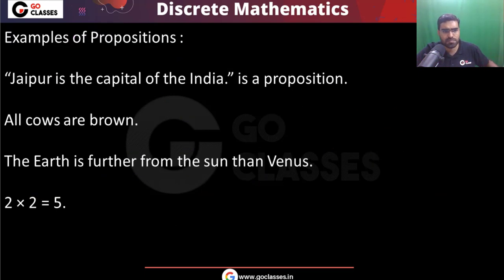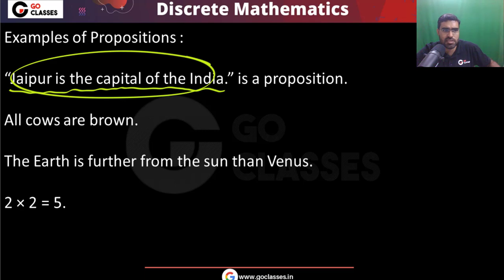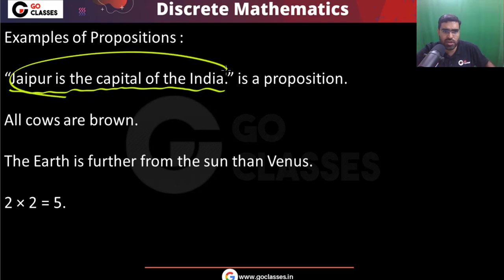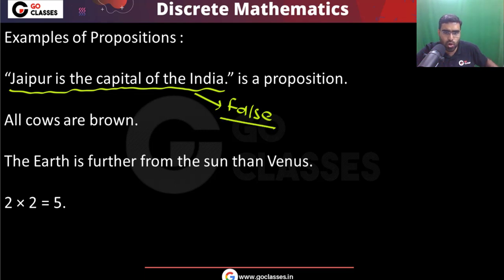Let's see examples. Consider this example. Read this sentence: Jaipur is the capital of India. Is this a declarative sentence? Yes, this is an assertive sentence. You can see this is declaring a fact. This is saying that Jaipur is the capital of India. This is a false fact, I know. We know that New Delhi is the capital of India. So this is a false fact, but that is not a problem.